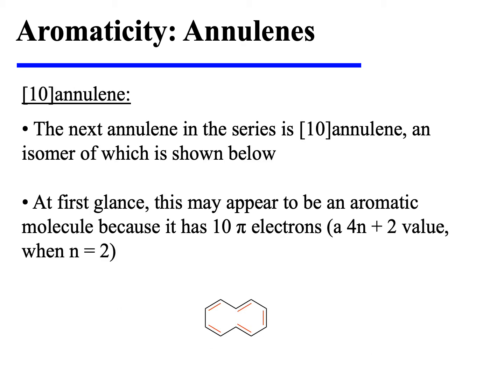The next annulene in the series is [10]-annulene, an isomer of which is shown below. At first glance, this may appear to be an aromatic molecule because it has 10 pi electrons, which is a 4n plus 2 value when n is equal to 2.